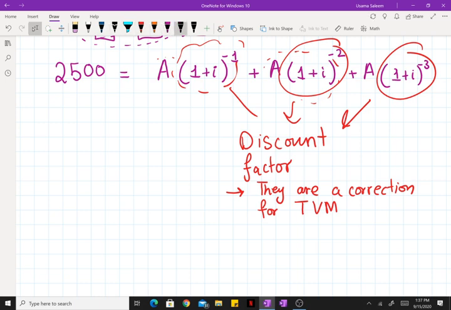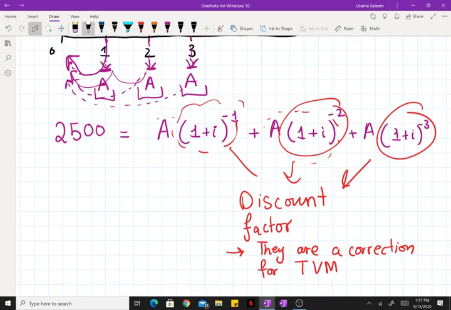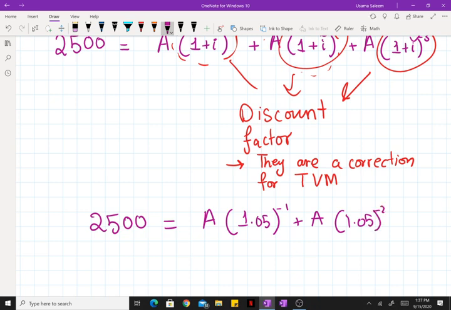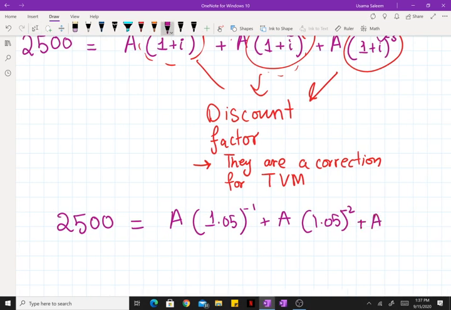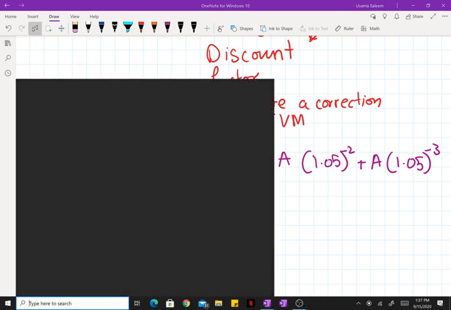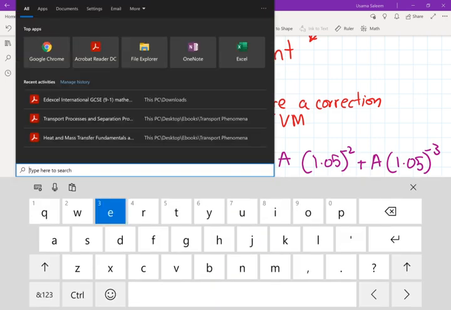All right. So since we know i, the equation becomes 2500 equals A times 1.05 to the minus 1, plus A times 1.05 to the minus 2, plus A times 1.05 to the minus 3. Okay, and you'll find Excel very helpful in such problems.